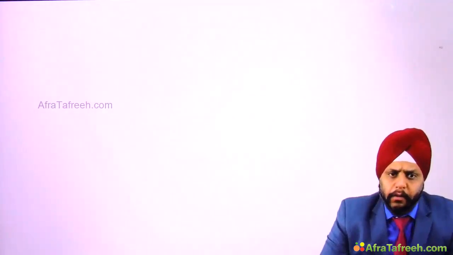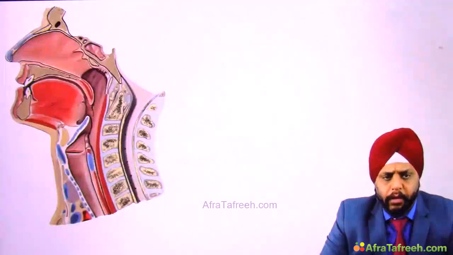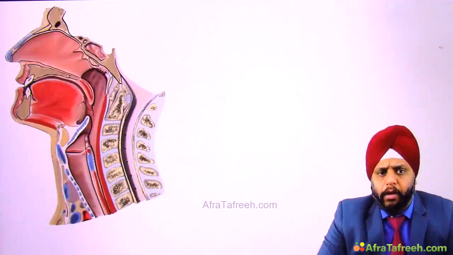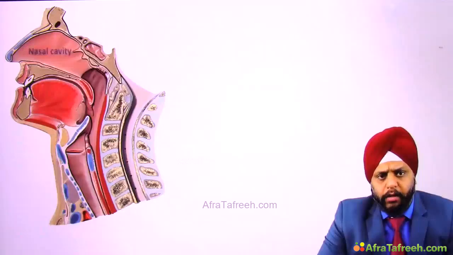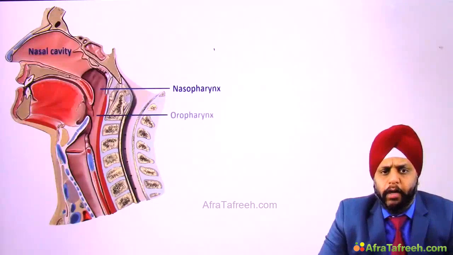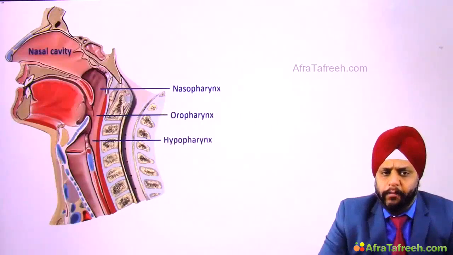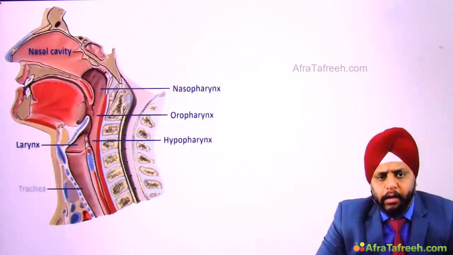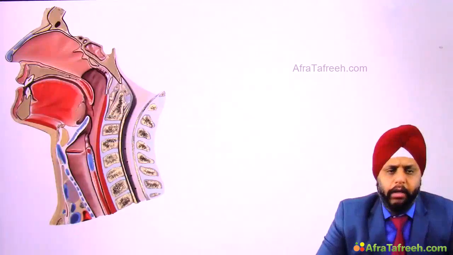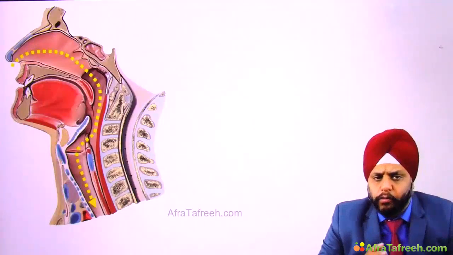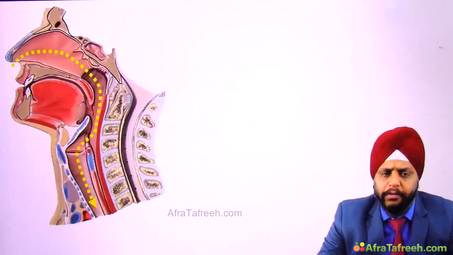Okay. Let us look at this diagram. This photograph we have already done in the pharynx. What is this diagram? You can see over here the nasal cavity, and behind the nasal cavity, we have the nasopharynx, the oropharynx, the hypopharynx. And then we have the larynx and the trachea. The air goes from the nasal cavity to the pharynx, and from the hypopharynx, it enters into the larynx and then into the trachea.